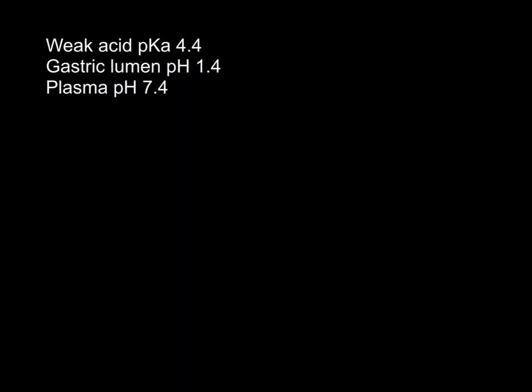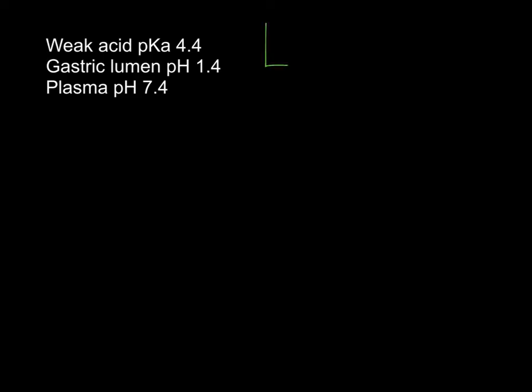So going back to our example 3, we had phenylbutazone, which is a weak acid with a pKa of 4.4. And we want to know how this drug is going to behave if we put it into the stomach lumen with a pH of 1.4 when it comes in contact with plasma with a pH of 7.4.